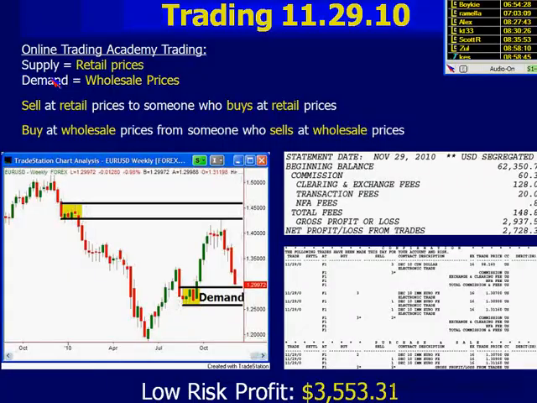All right? So again, the word supply, another word for that is retail prices. The word demand, another word for that is wholesale prices. That's what they really are. Sell at retail prices to someone who's trained to buy at retail prices. Yesterday and today, for those of us that bought the euro, we're buying at wholesale prices from people who are trained to sell at wholesale prices.